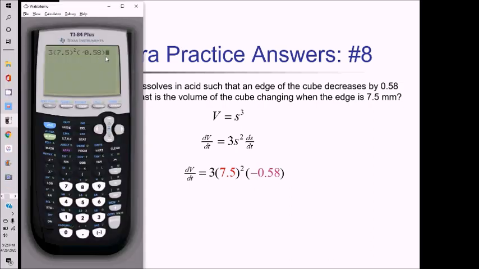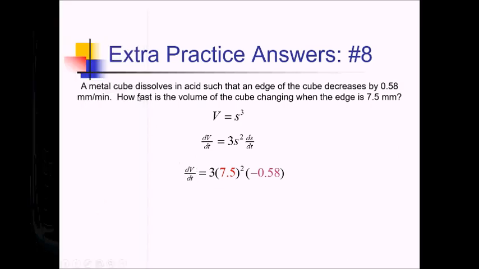So here we are. Numerically, this is all going to come out to negative 97.875. What's the units going to be? Well, the rate of change we're finding is dV over dt. This is volume over time. Volume has units of millimeters cubed in this one, and time has units of, it looks like, minutes. So this should be negative 97.875 millimeters cubed per minute.